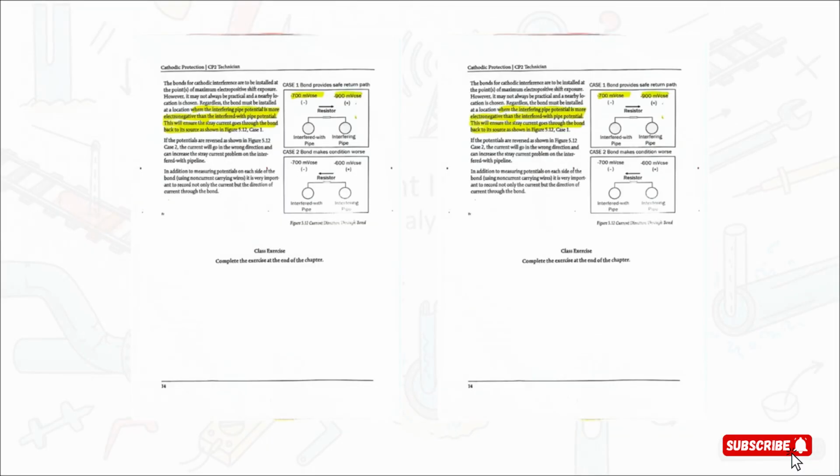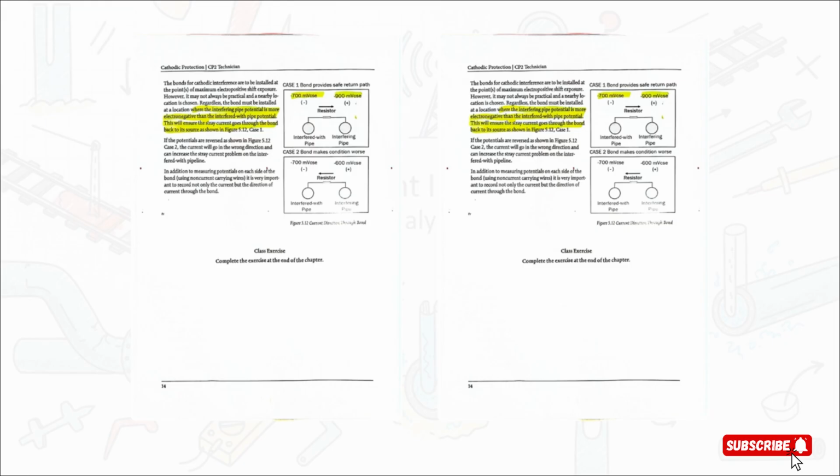But you absolutely have to get this right, and this slide shows why. It's all about polarity. In case 1, the bond is installed correctly. It provides a nice metallic path for the current to drain safely from our pipe back to its source. Perfect. But look at case 2. If you wire it up backwards, you don't just fail to solve the problem, you make it 100 times worse. You've essentially created a superhighway for corrosion.